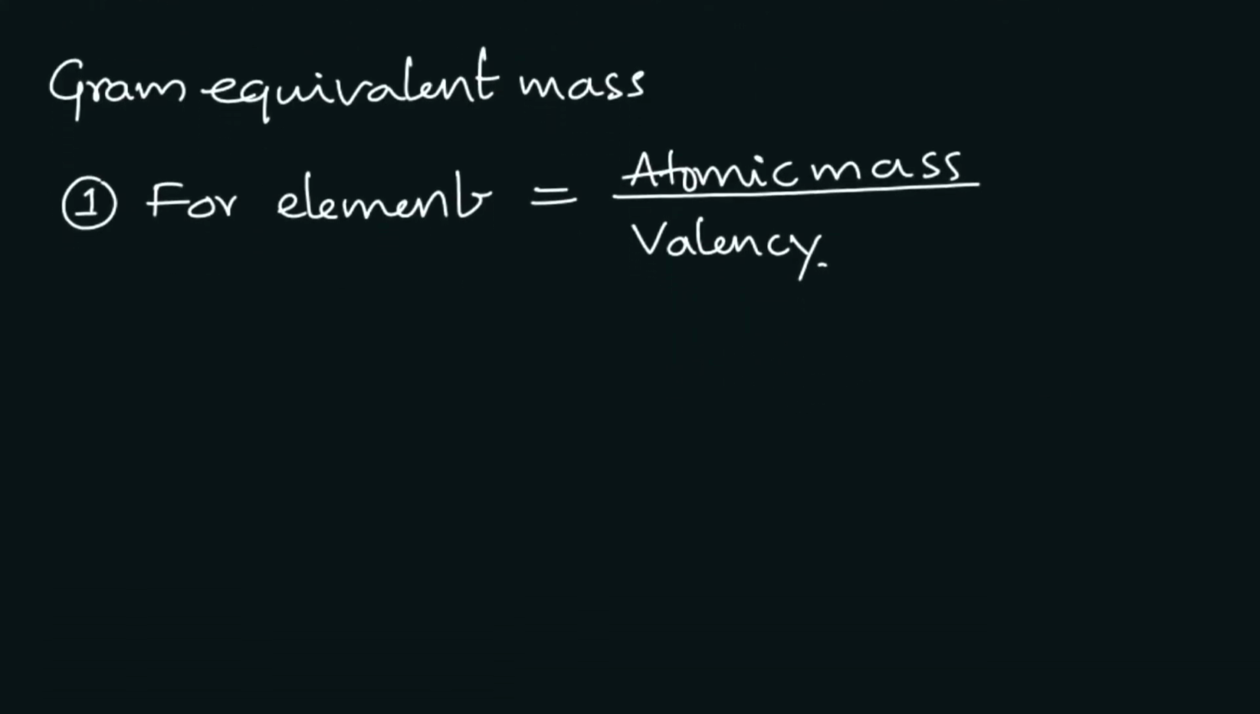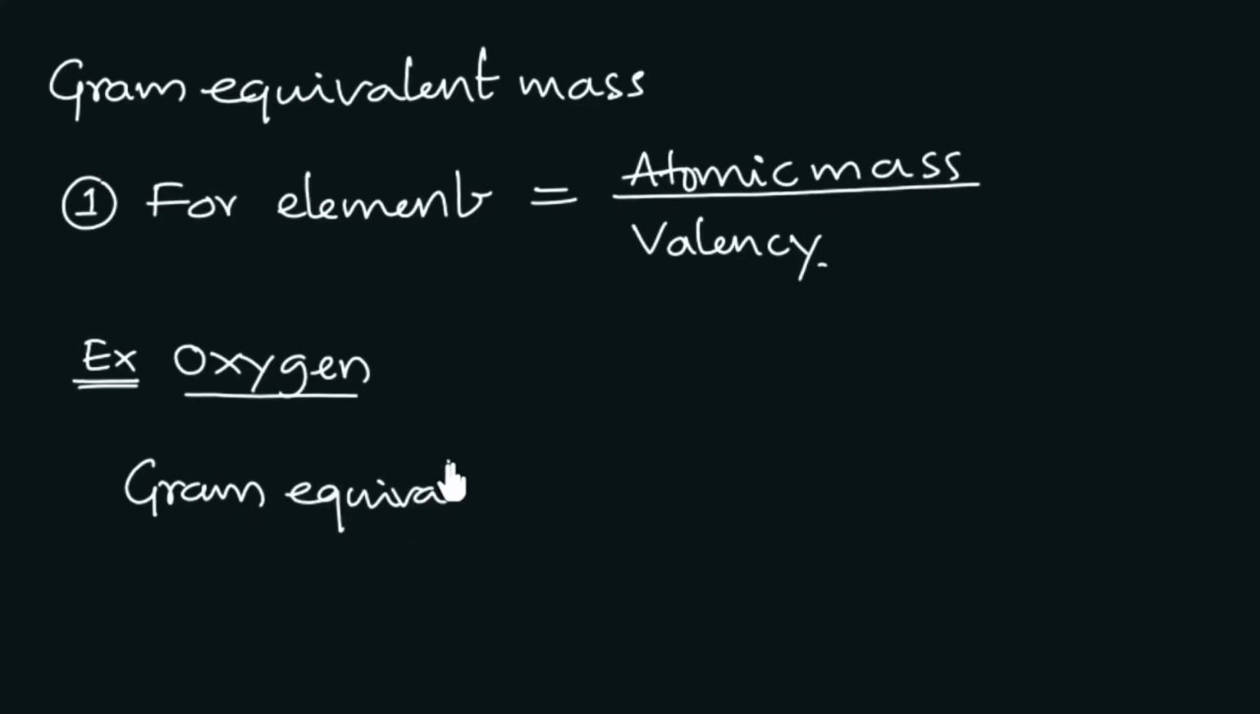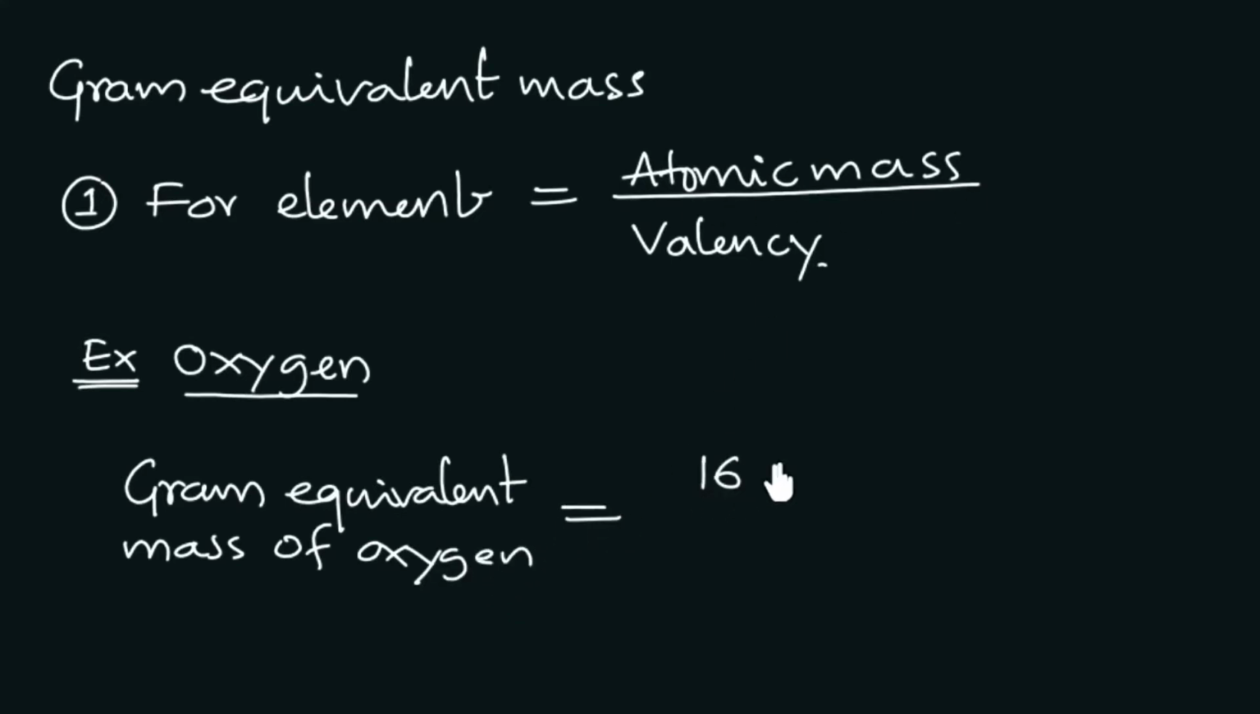Let's take some examples and understand this. The example we'll take here is oxygen. The equivalent weight of oxygen we have to calculate here, and for this, we have to know the atomic mass of oxygen. Let me write first: gram equivalent weight or mass of oxygen equals, the atomic mass of oxygen is 16 gram, right? And the valency of oxygen is 2.